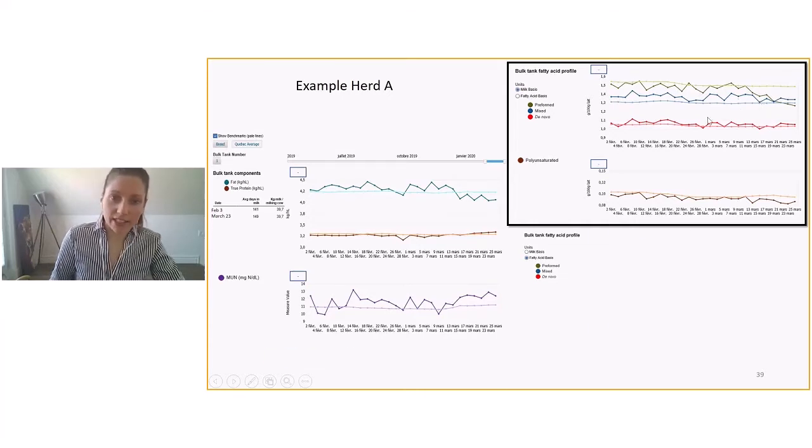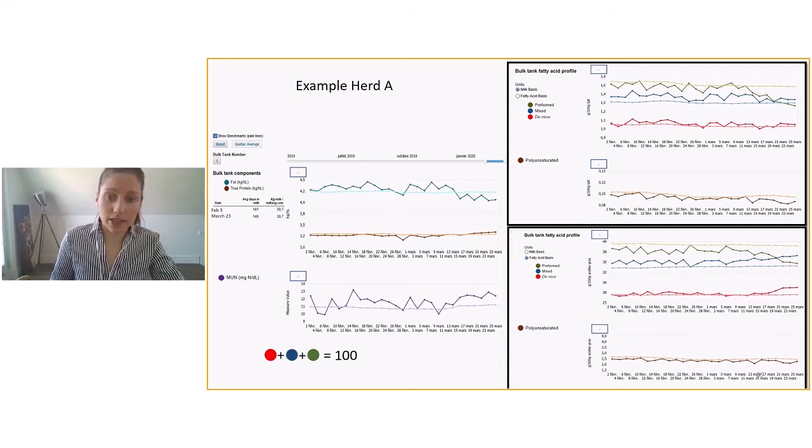Now if we look at it on a fatty acid basis, what we can see is pretty much the same thing. We have a drop in the preformed fatty acid, but it looks like the de novo and the mixed curves have increased, which is not really the case when we look at it on a milk basis. Remember that when we add these three curves together, they will always come to 100%. So if one curve is going down, for sure the other curves have to compensate and add up to 100%.